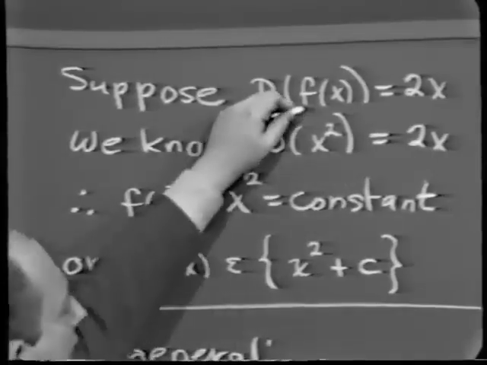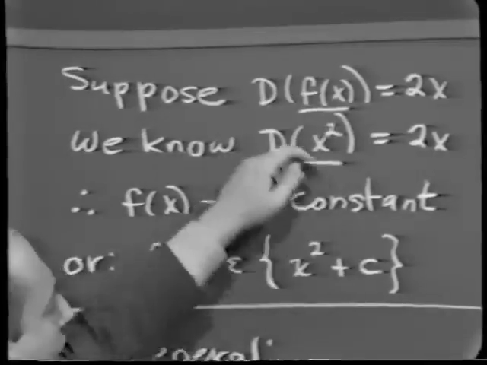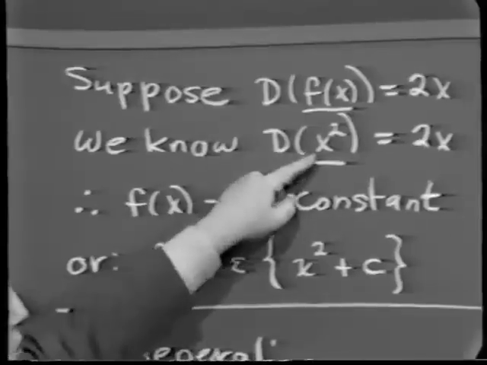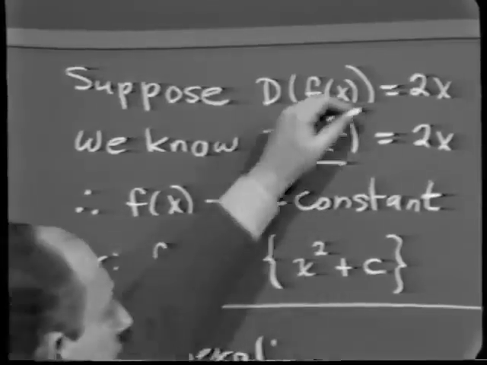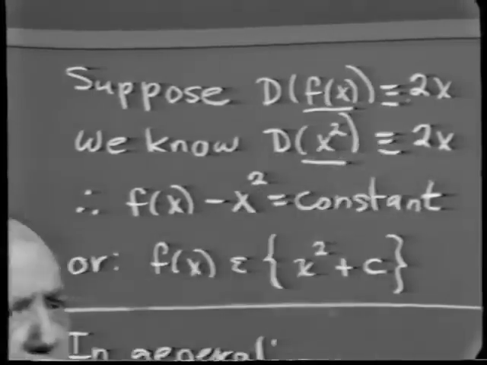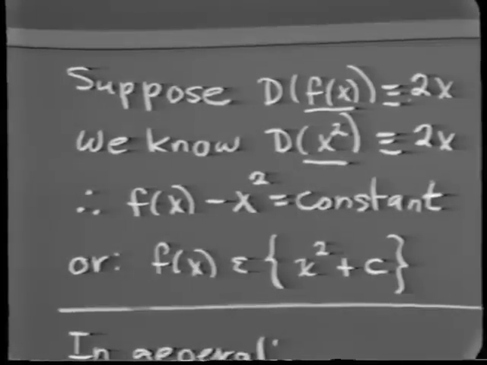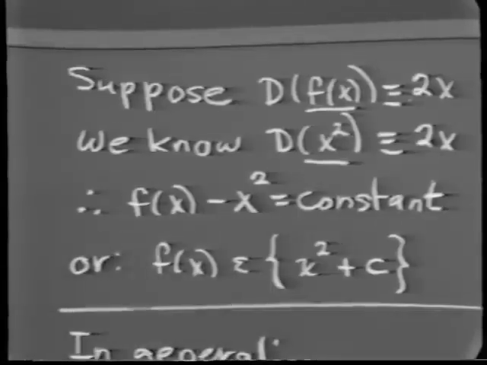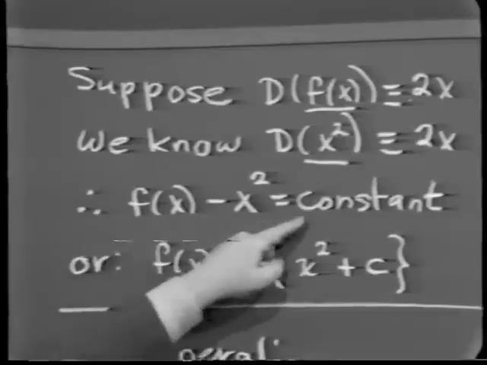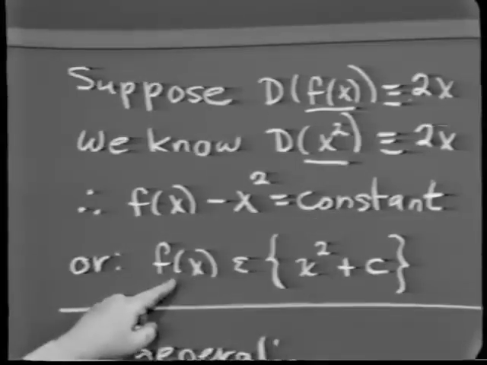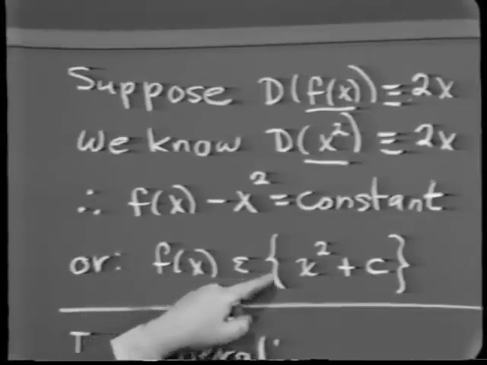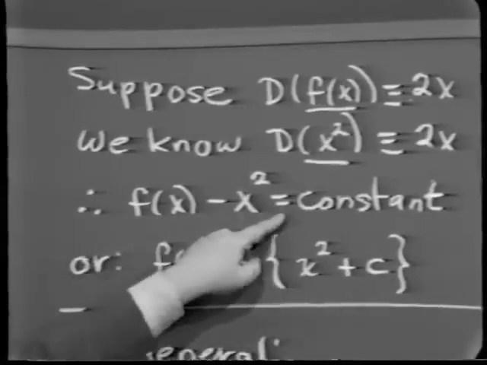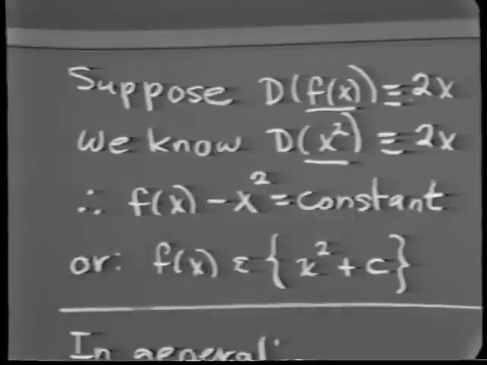Well, we know that the derivative of x squared is also 2x. Therefore, whatever f of x is, by the corollary to the mean value theorem that we've studied before, since f of x and x squared have identical derivatives, namely they're both 2x, it means that they must differ by a constant. In other words, f of x minus x squared is a constant. But to say that f of x minus x squared is a constant is the same as saying that f of x belongs to the family x squared plus c. In other words, f of x equals x squared plus a constant.